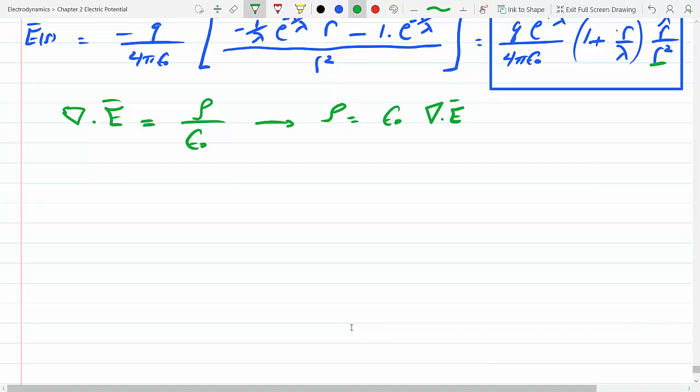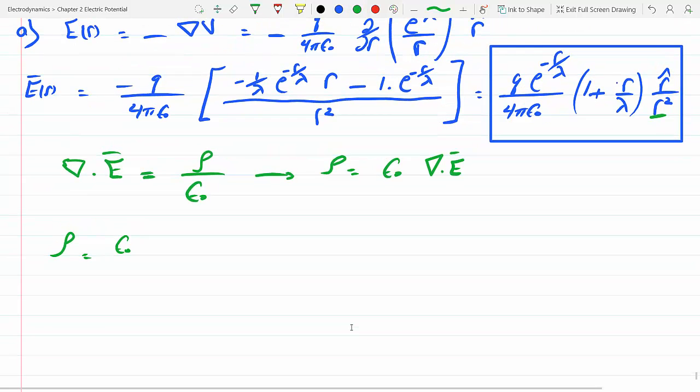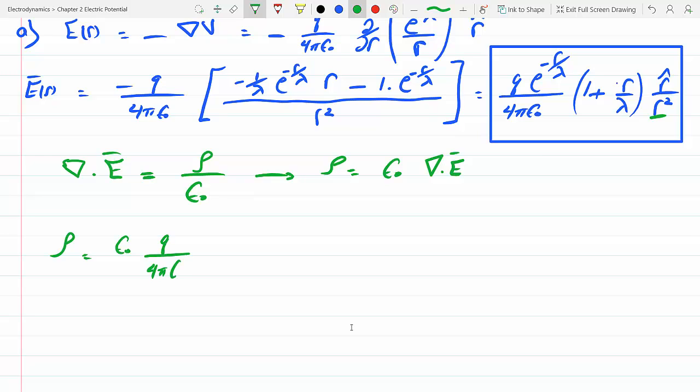Okay, so rho is equal to epsilon. Now Q over 4 pi epsilon is a constant, so I'm just going to pull them out. And then I have e to the minus r over lambda times 1 plus r over lambda times the divergence of r hat over r squared, which, as you remember, has a Dirac delta function in it because this blows up at the origin. So that's why I wanted to do this in a slightly different way, so I could show you how I can take care of this step.